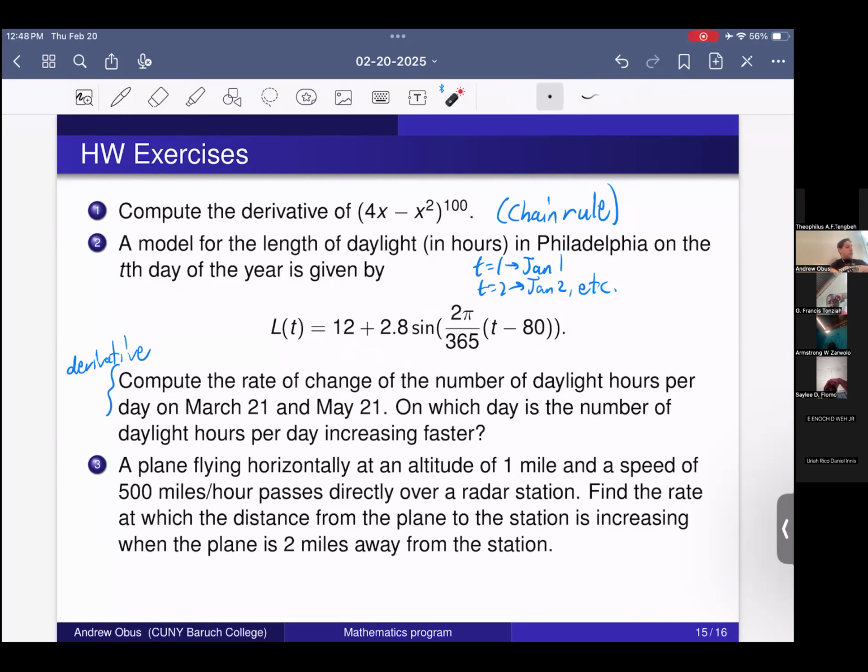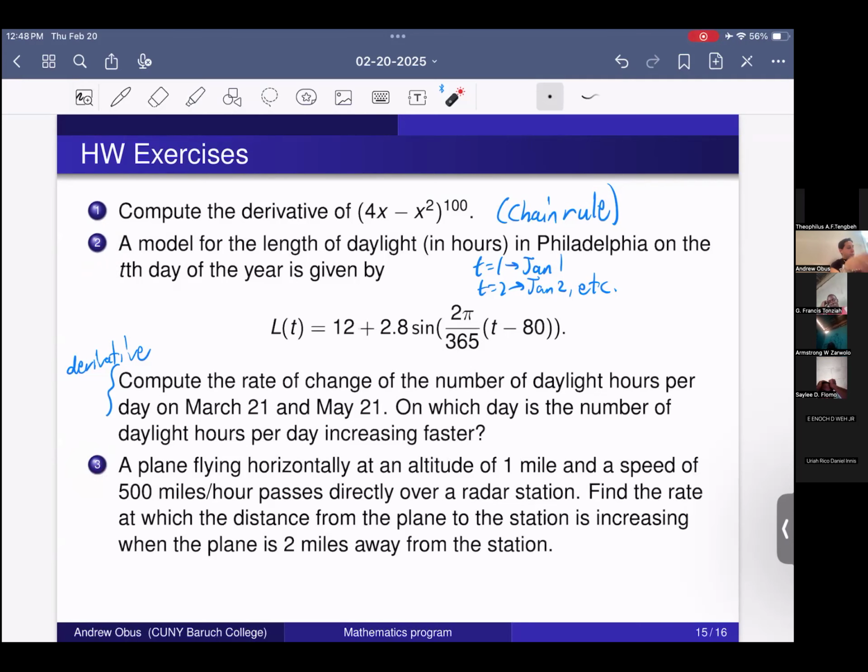And then, on which day is the number of daylight hours per day increasing faster? So on March 21st, is the amount that the daylight hours are increasing per day faster or slower than on May 21st? Okay, so which time of year is the sun starting to shine longer and longer at a faster rate? So this is question number 2.